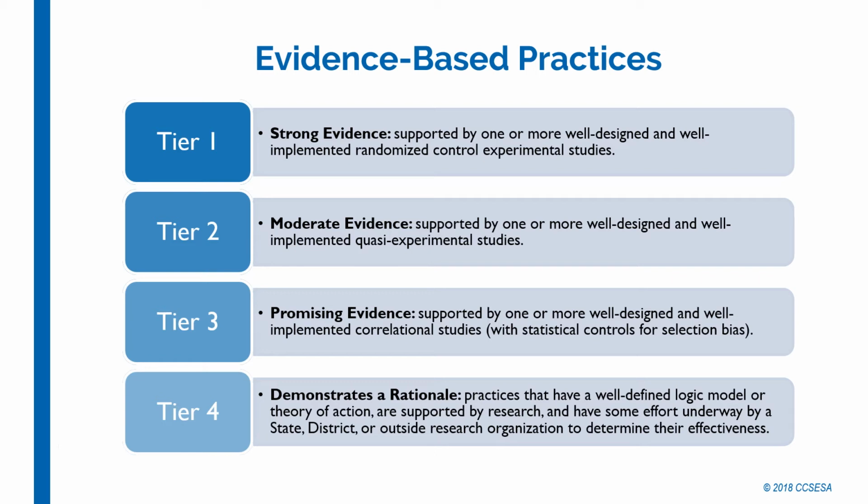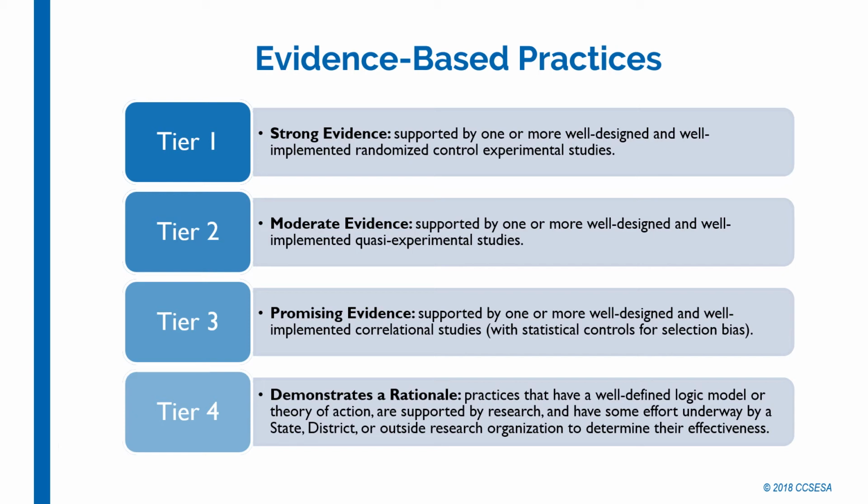Tier 3, promising evidence, supported by one or more well-designed and well-implemented correlational studies with statistical controls for selection bias. And Tier 4, demonstrates a rationale, practices that have a well-defined logic model or theory of action are supported by research and have some effort underway by a state, district, or outside research organization to determine their effectiveness.